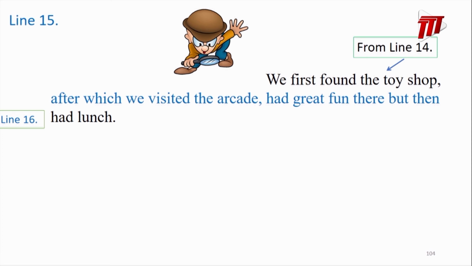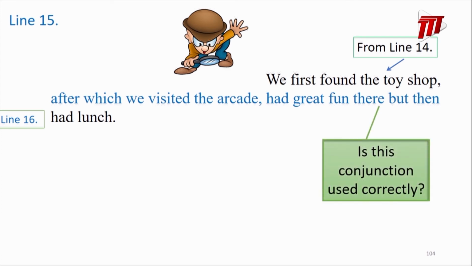Reading the whole sentence from top to bottom kind of gives you an idea of what's wrong. Right? We first found the toy shop, after which we visited the arcade, had great fun there. So we are doing a list of things, right? We found a toy shop, we visited the arcade, had great fun. We are continuing, we are adding on. So do we need that conjunction "but"? No, we are adding on. What conjunction do we need when we are adding on?